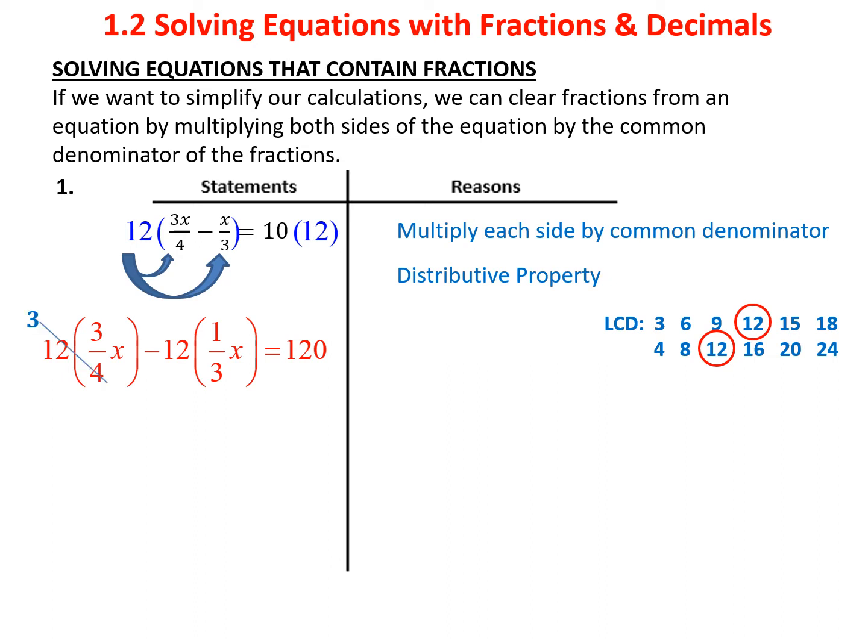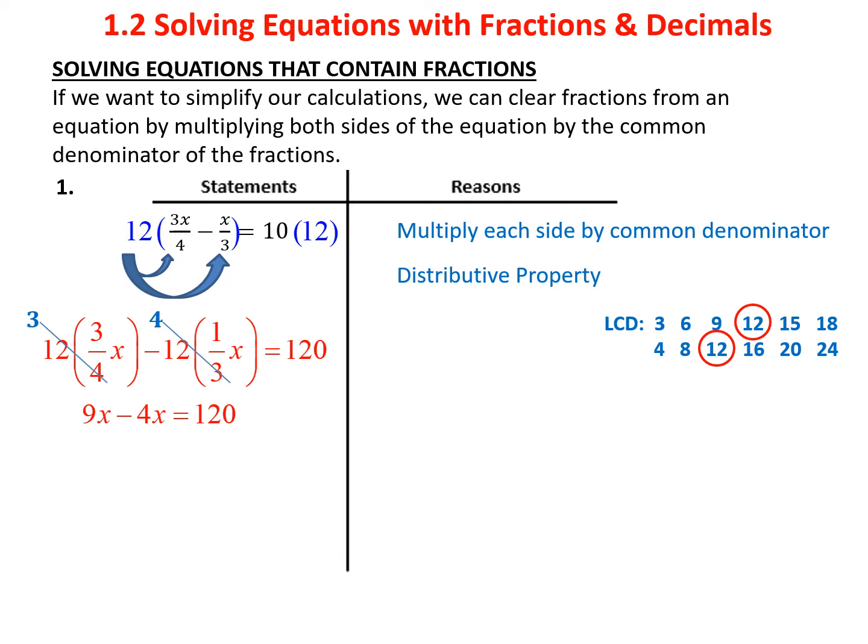Now I notice that 12 divided by 4 is 3. I'm just doing some quick work here. And 12 divided by 3 is 4. And so now I can multiply the numerators and have 9x minus 4x. 3 times 3 is 9. 4 times 1 is 4 equals 120.